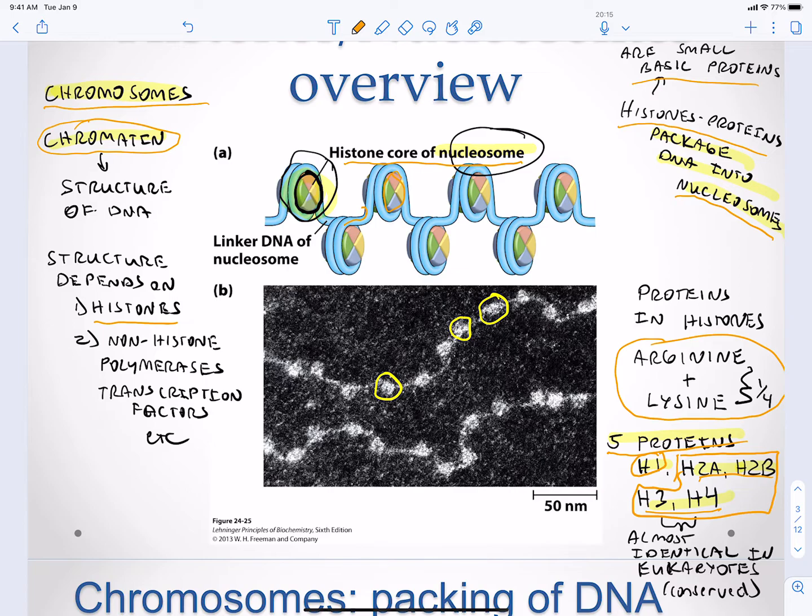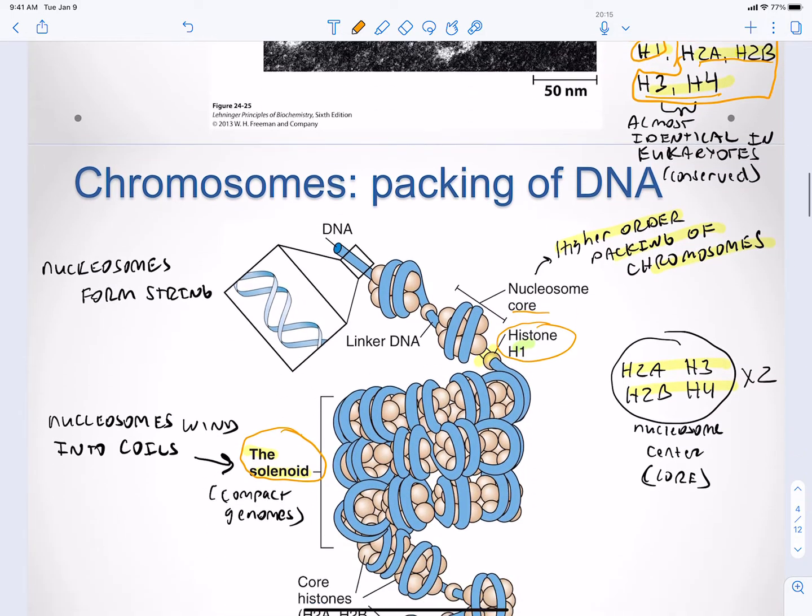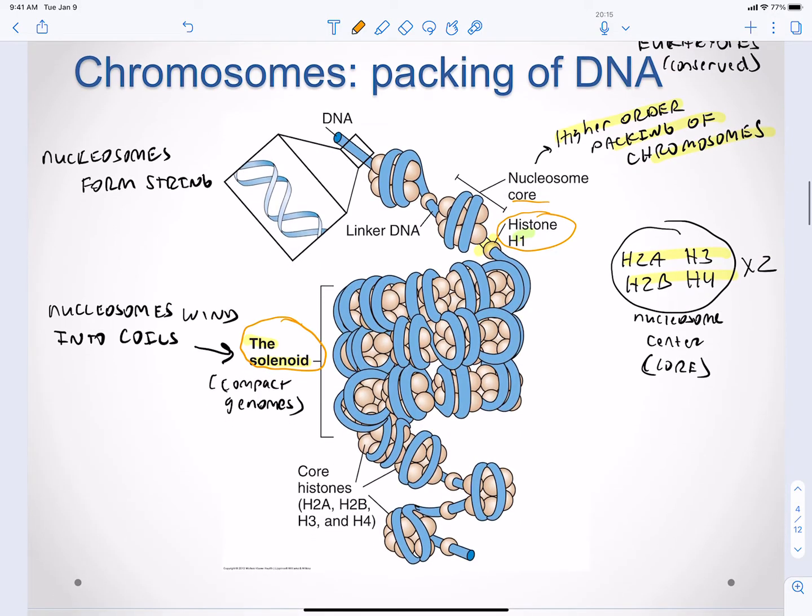Now, histone 3 and 4 in eukaryotes are almost identical. So this means that they're highly conserved across different kingdoms within the eukaryotes. Now, what's the purpose of all of this? Well, it's to package the DNA. The DNA is too large to fit inside of our nucleus. Even in bacteria, their DNA is too large to fit inside of their own cell. And so these cells have come up with a mechanism to package the DNA, and we use our nucleosomes.